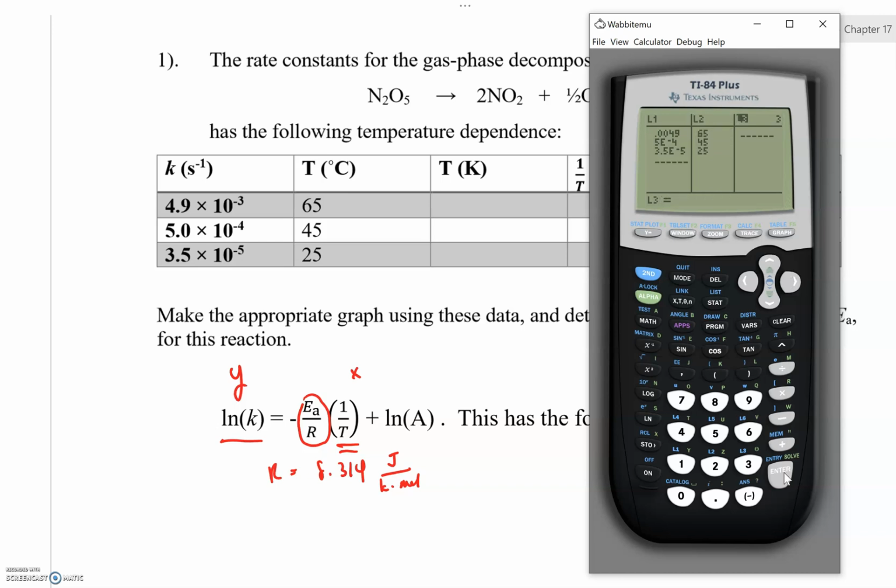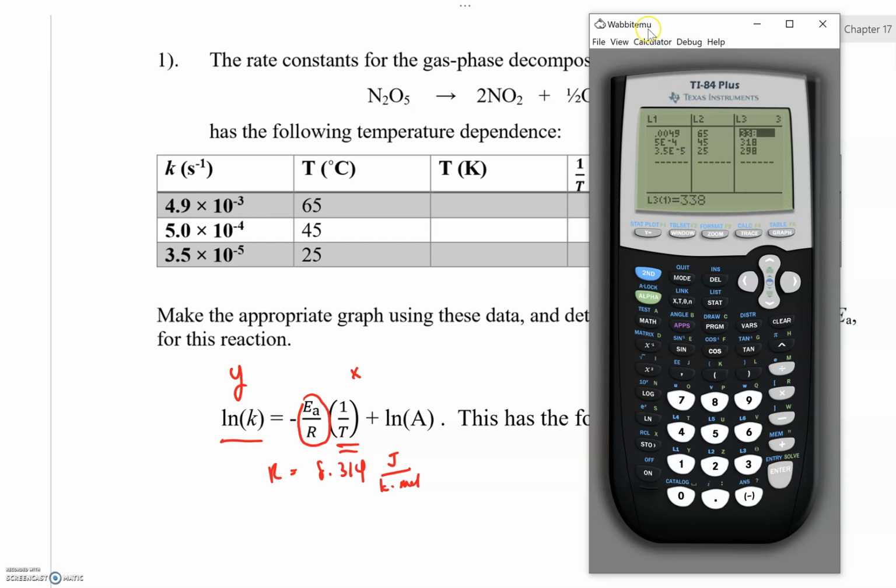Now watch what happens, because the first thing the equation wants is temperature in kelvins. So I'm going to instruct L3. Notice that I've got L3 highlighted. I'm going to instruct L3 to take everything in L2, which is our temperature in Celsius, and add 273.